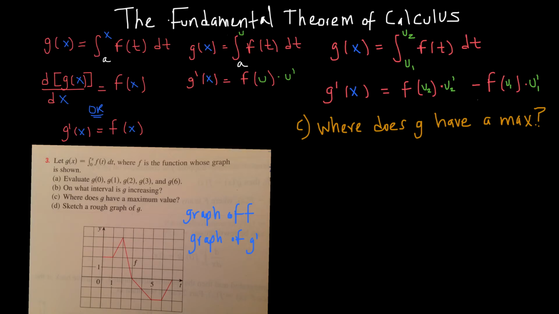Okay, the next question says, where does G have a maximum value? And I went back and forth when I read this question, because do they want to know where G attains a relative maximum? Is that the question? Or do they want to know where G attains its absolute maximum? Because they didn't use the words relative or absolute.